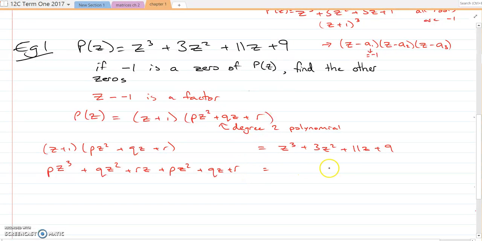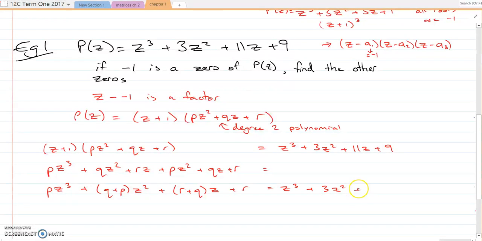Equals all of this. And let's just combine like terms. So here I've only got one z cubed. I've got a q and a p to go with the z squared. And I've got an r and a q to go with z. And then I've just got the r on its own.